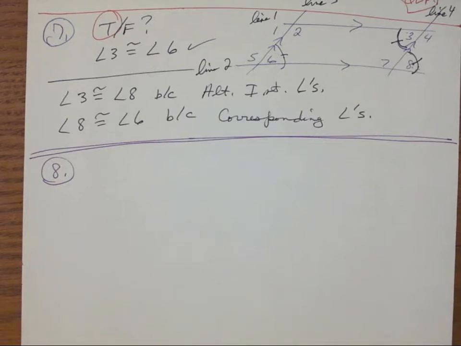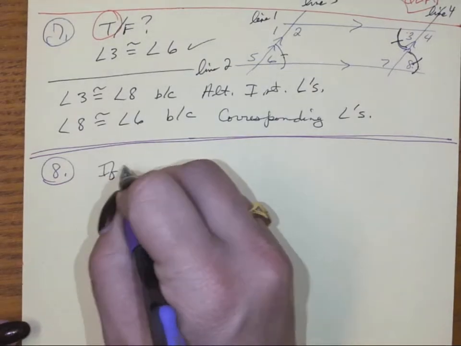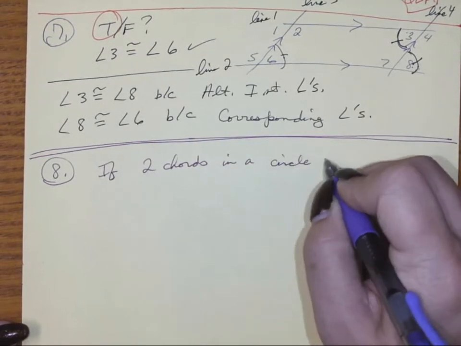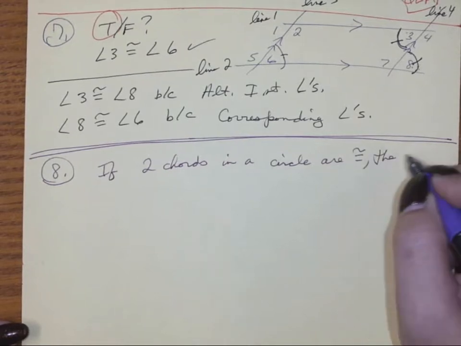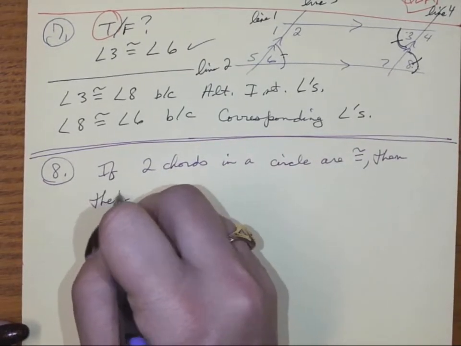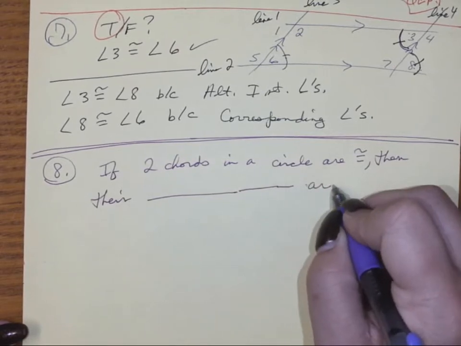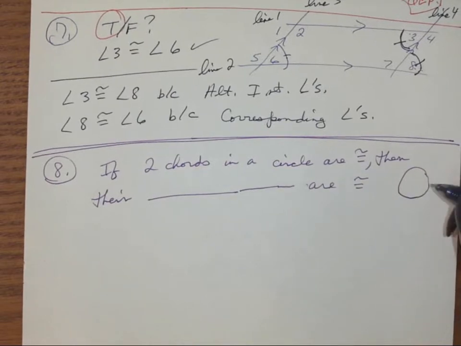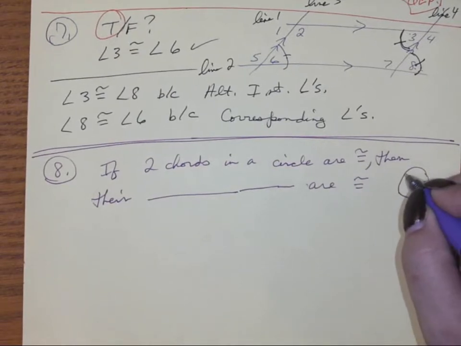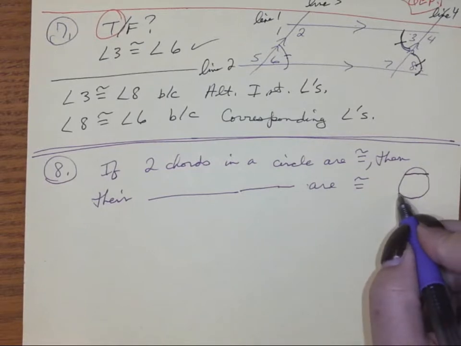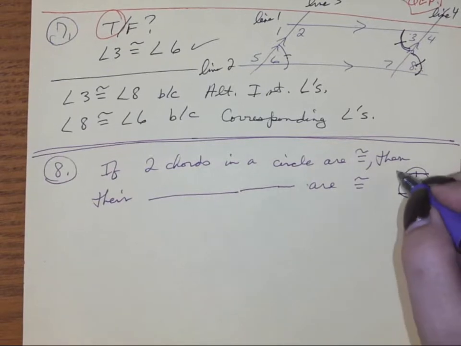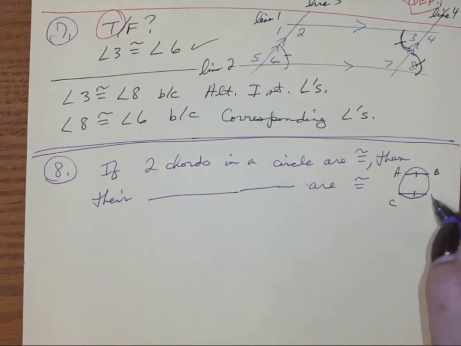All right, number 8. Fill in the blank. If 2 chords in a circle are congruent, then there are 2 blanks, are congruent. Okay, so think about it like this. Oops, it's a bad circle, but you get the point. If I have a chord here, and I have a chord here, and I know that this guy is congruent to this guy, let's call this A, B, C, D.